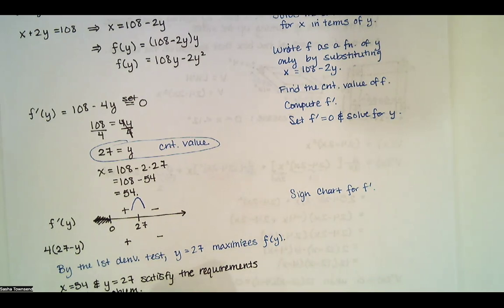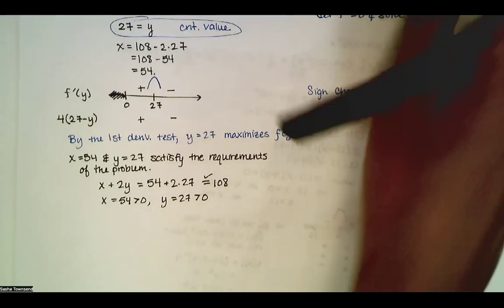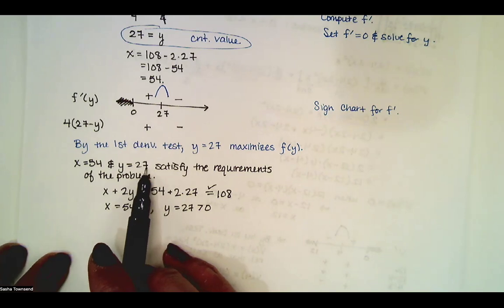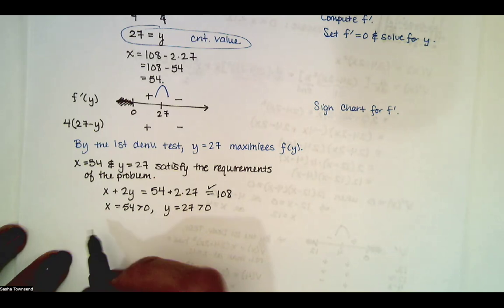Because x plus 2y is 54 plus 2 times 27, which is 108. X is 54, which is positive, and y is 27, which is also positive. Whoops, I'm sorry, you can't see what I'm writing. There we go. So that part's satisfied. And then the claim is that at y equals 27, that function f of y is optimized.